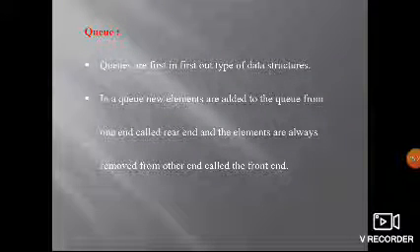Next, queue. What is a queue? Queue means a line. We arrange in order. If you go for prayer, what do we do? We make a line. If you want to take a ticket, we have to follow the queue. Queue is nothing but first in, first out. Whoever comes first takes the ticket first. So first in, first out.